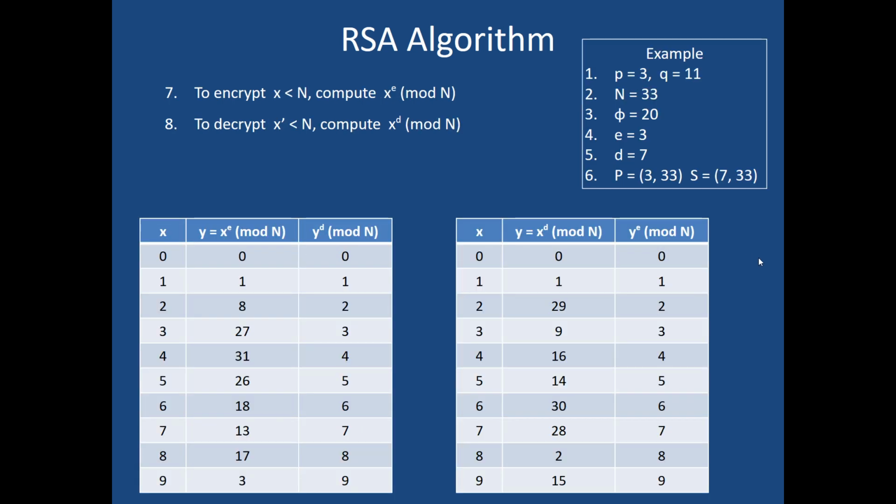So here's just a few ways that you can do the encryption. One thing is that 0 and 1 encrypt to 0 and 1, so you probably don't want your message to be all zeros or all ones. You can compress or something. Not all ones, a single one. But anyway, 2 maps to 8, 3 maps to 27. That's easy to see. We haven't gotten bigger than 33 yet, so the modulus has no effect. 4 goes to 31, 5 goes to 26, and so on.